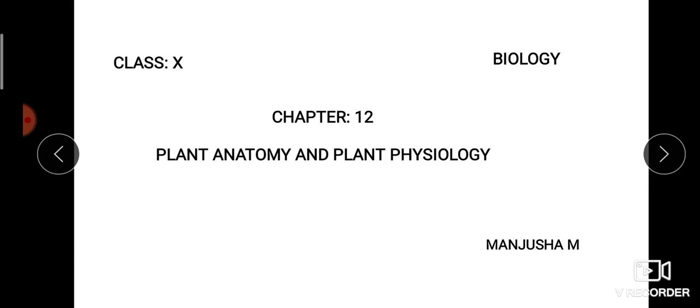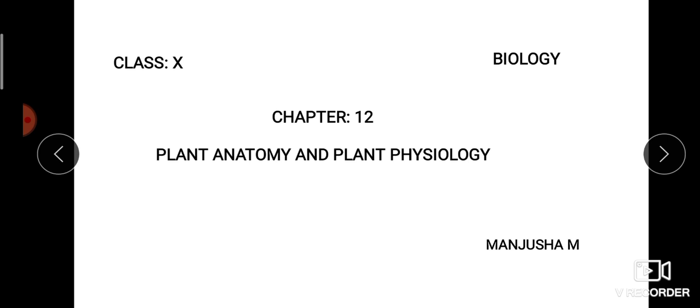Welcome students. So today we are moving to the next portion of our chapter 2, plant anatomy and plant physiology. So in this class we are moving to discuss the transverse section, that is, the internal structure of dicot root and monocot root. First we will look at the internal structure of dicot root.